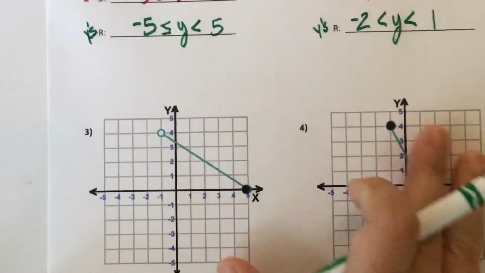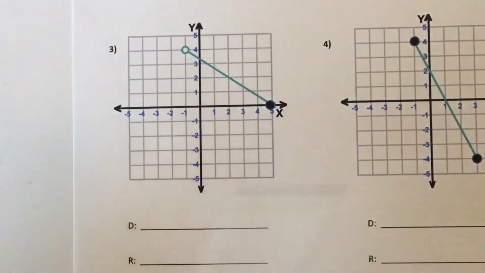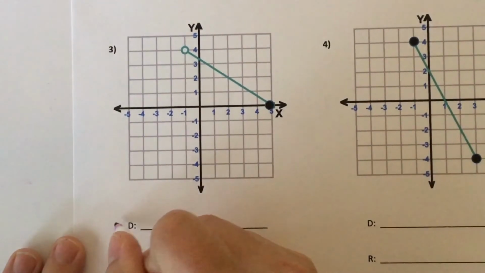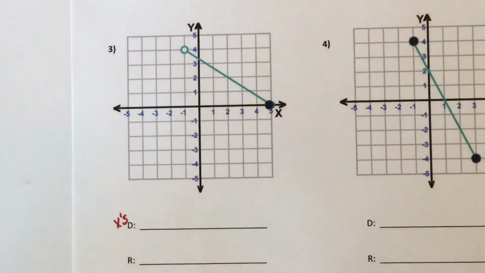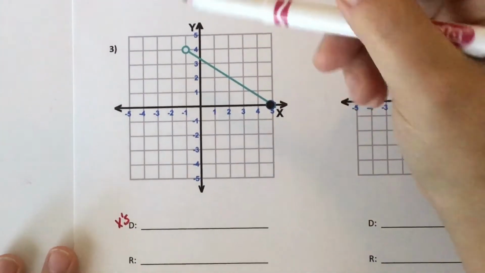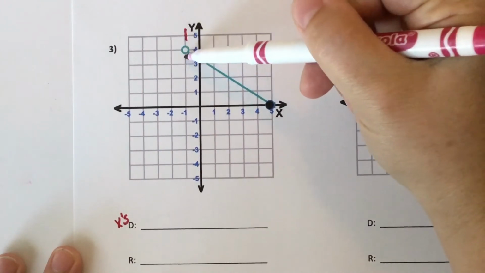Okay, let's try number 3 here. All right, so domain, we're looking at x's. How far left, how far right? So this is our farthest left, and our x value here is what?